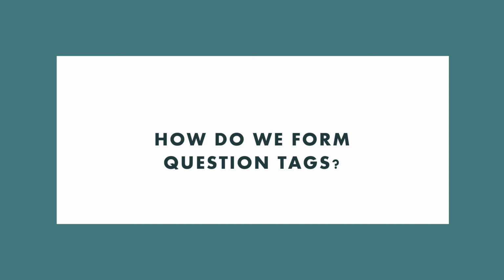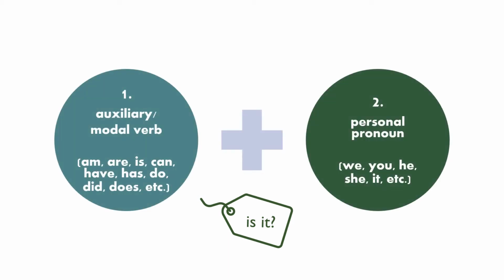How about how we can form question tags? There are two parts in a question tag. For example, in the question tag "is it?", there are two parts, is and it. The first part of a question tag is an auxiliary or modal verb. Auxiliary or modal verbs include am, are, is, can, have, has, do, did, does, etc. And the second part is a personal pronoun. For example, we, you, he, she, it, etc.